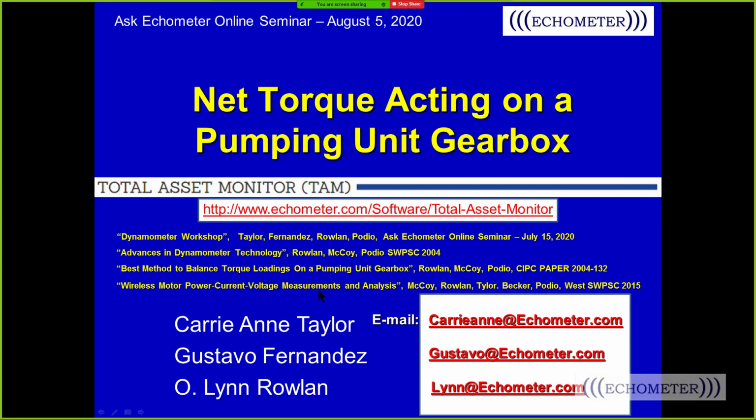And then the last paper listed on the screen talks about using the wireless power probes, and we discussed briefly in that paper net torque calculations on the gearbox using power. So we'll talk about that during this presentation also. That's also discussed in this best method paper. So with that, let me go on to the first slide.